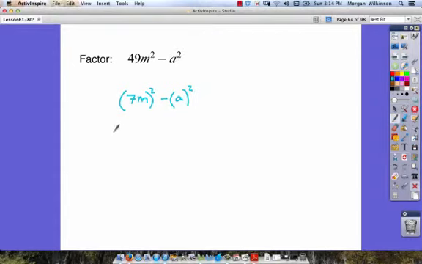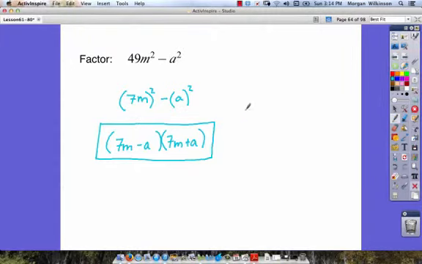Now we can write our two binomials. And we know the terms that have to be included are 7m and a. One of them needs to be positive, the other needs to be negative. So we're going to get 7m minus a times 7m plus a. And we've got our final answer. That's all that we need to do in order to solve this one.